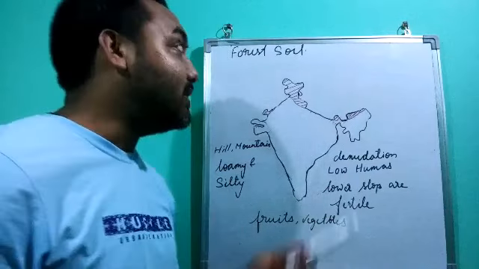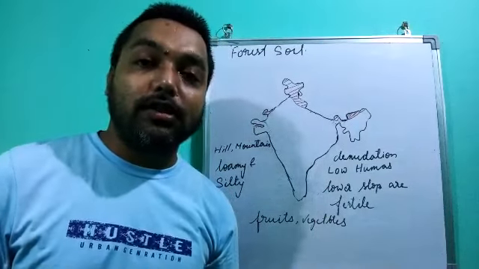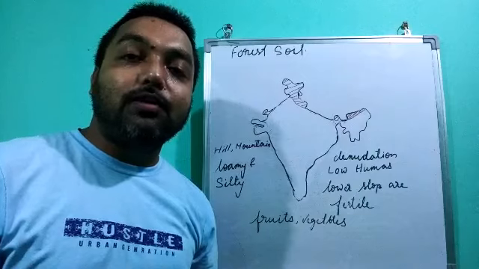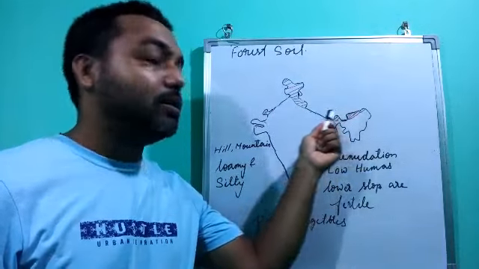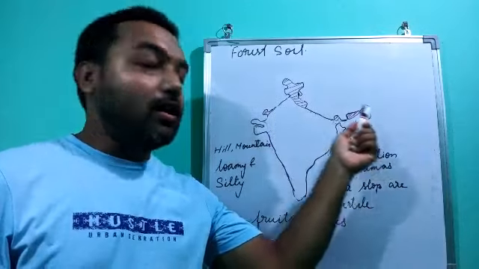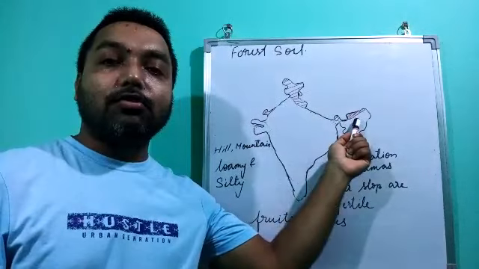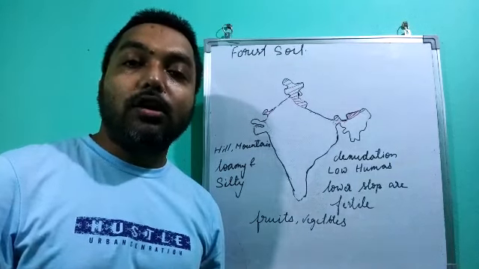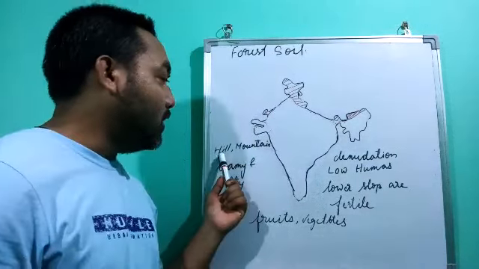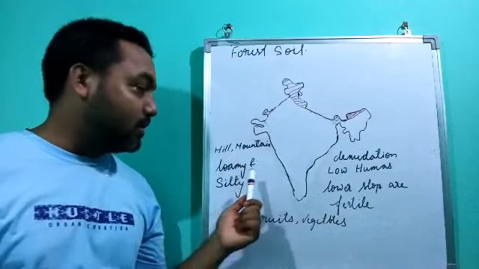Next, let us come to the last kind of soil, that is forest soil. Forest soil is found in the mountainous regions of India, that is, here it is the Himalayan mountains. So in this mountainous region, either in Kashmir or in parts of Arunachal Pradesh and Sikkim, in these parts mostly the forest soil is found. This forest soil is found in the hills and mountains.